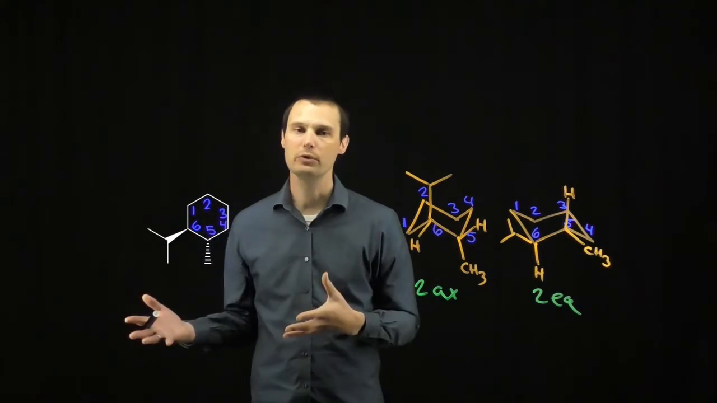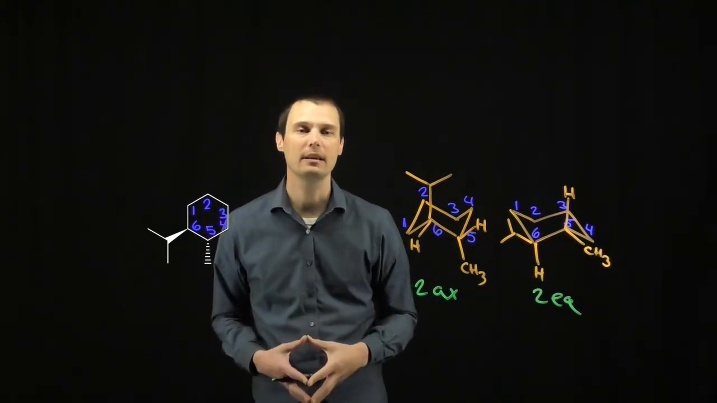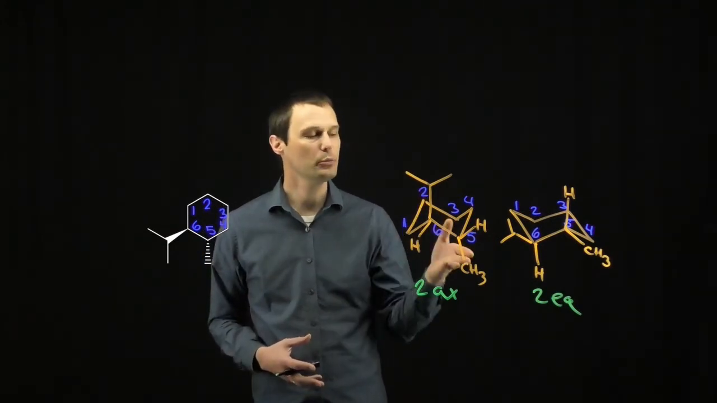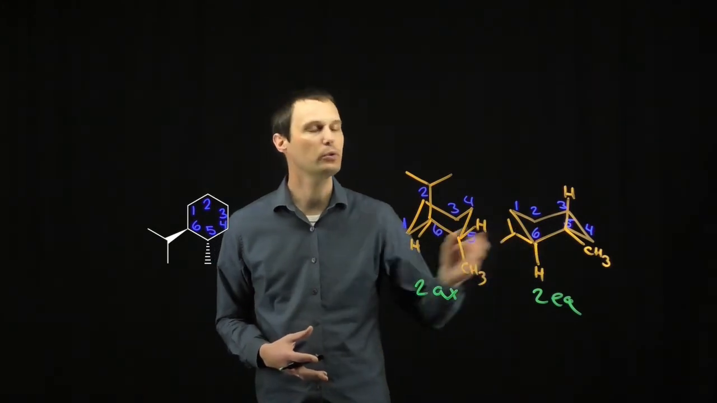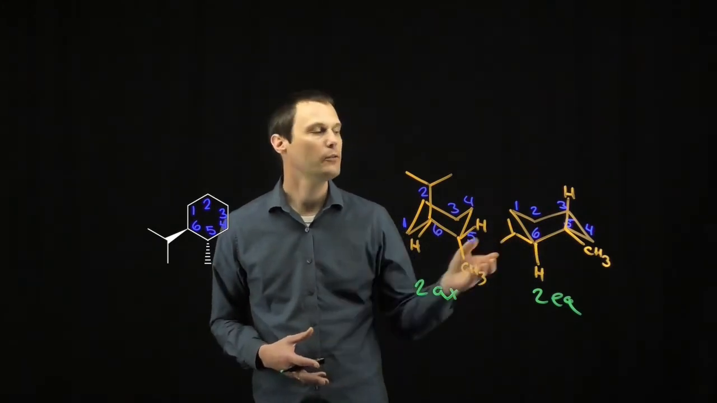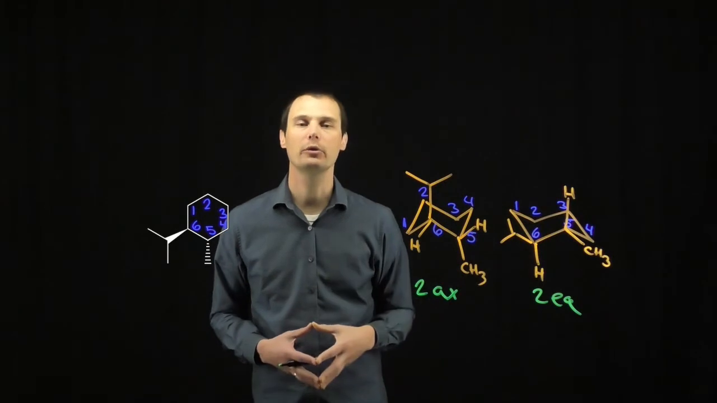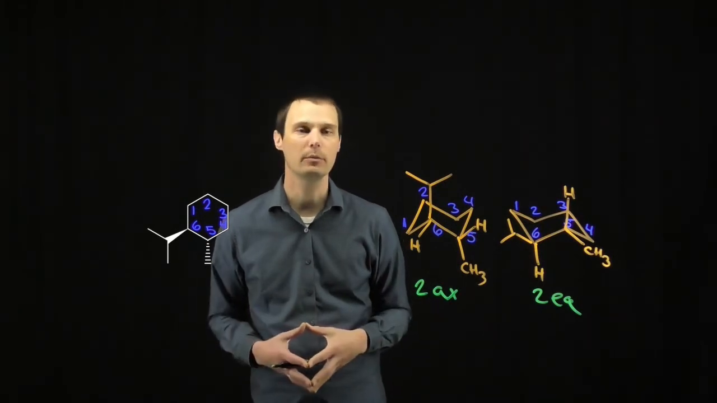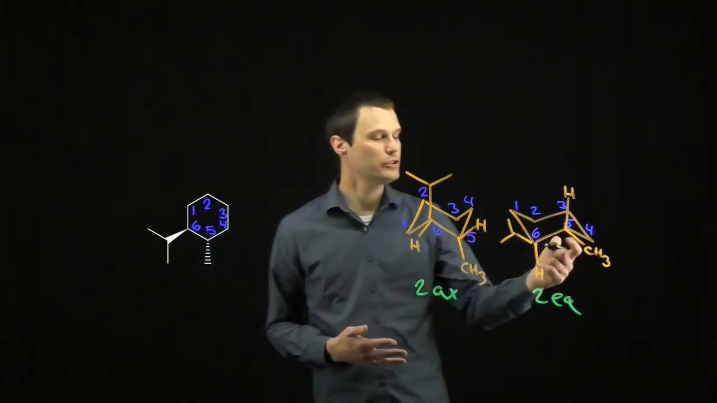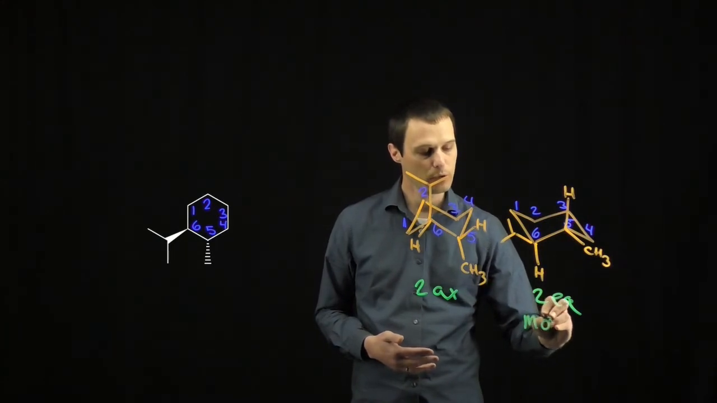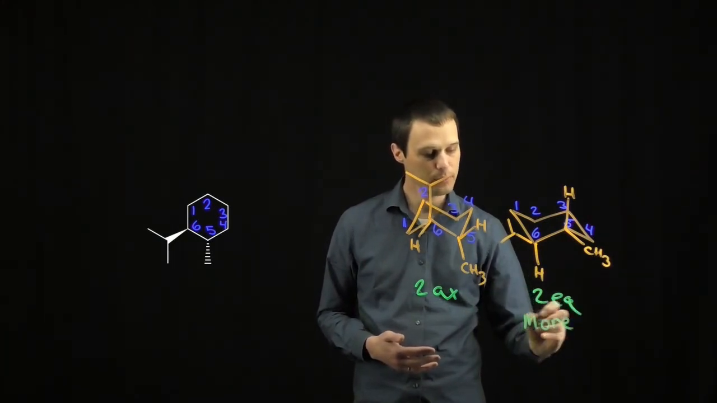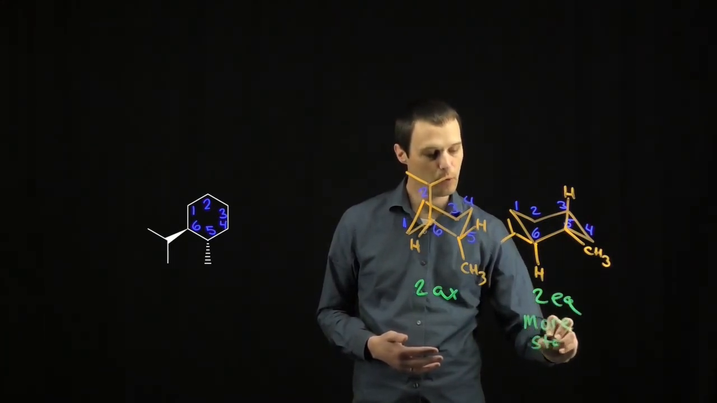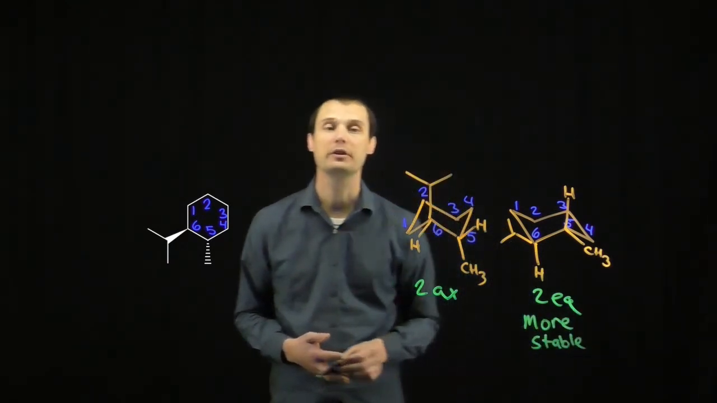The ball always rolls downhill. Molecules will do anything they can to be as stable as possible. The axial position is less stable. The equatorial position is more stable. Therefore, if we can maximize the number of equatorial positions, that will make the chair structure more stable overall. That means that this chair structure on the right, with more equatorial groups and fewer axial groups, is going to be the more stable chair structure for this particular series.